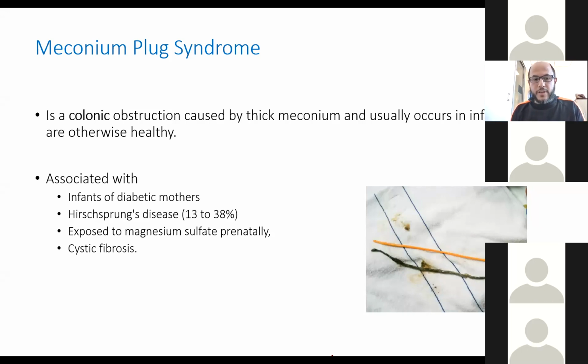It can be associated with infant of a diabetic mother. It can be associated with Hirschsprung disease up to 38%. Magnesium exposure, like what we discussed about left small colon syndrome, or cystic fibrosis, because the meconium is very sticky and can cause a meconium plug. So what does meconium plug mean? It's the same as meconium ileus, but just in the colon. So it's the large intestine, not the small intestine. The meconium blocks and obstructs the bowel.